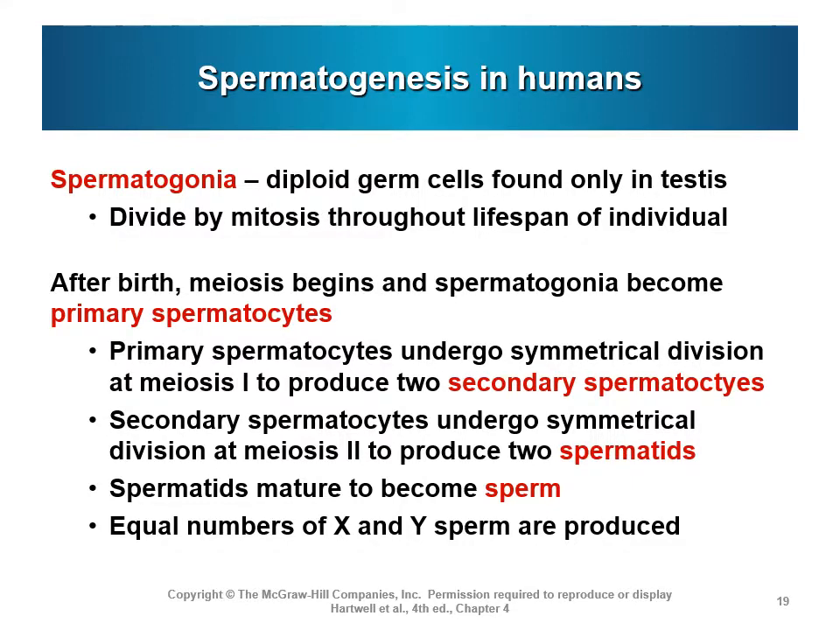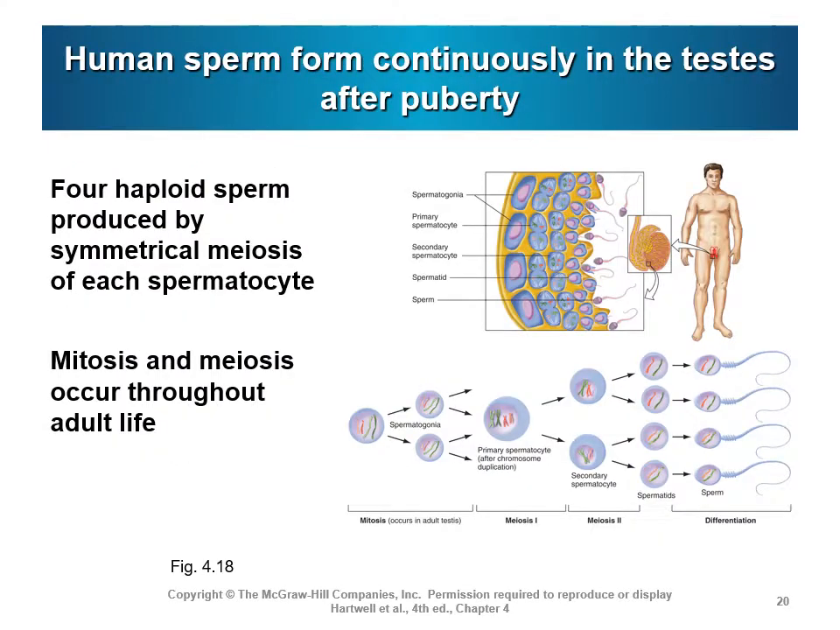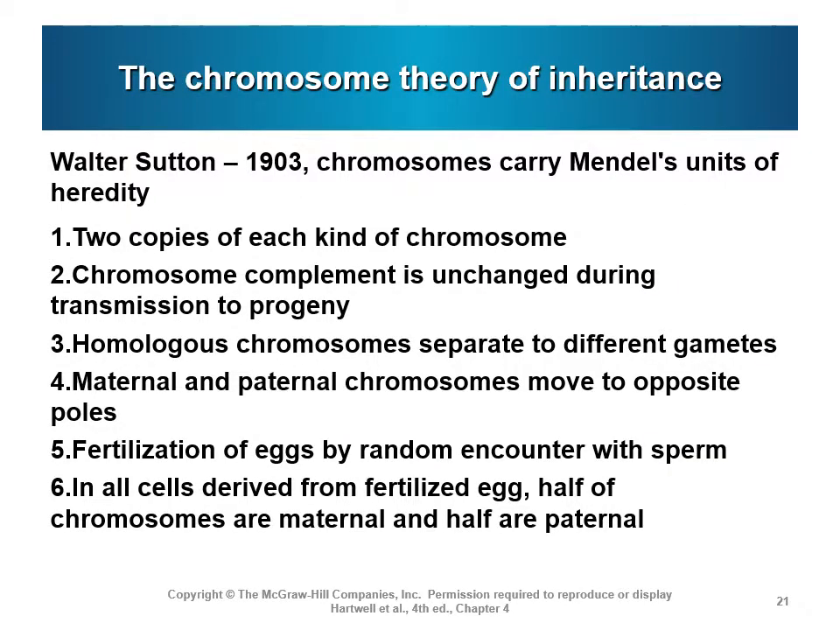Here is the description for spermatogenesis. As opposed to females, where the egg is developing during the embryonic process, in males there is consistent development of sperm. Walter Sutton in 1903 stated that chromosomes carry Mendel's units of heredity in humans, and here is the chromosome theory of inheritance in humans.